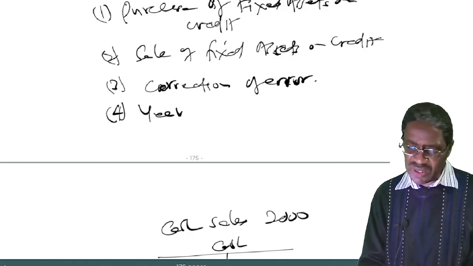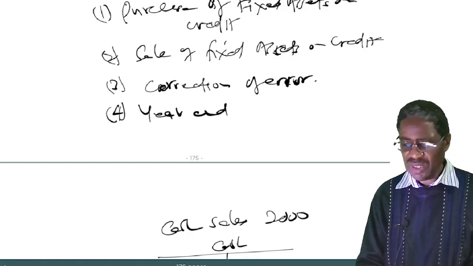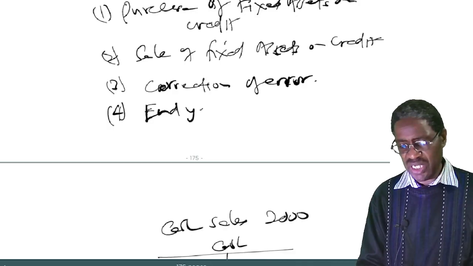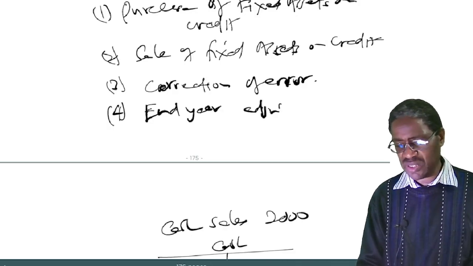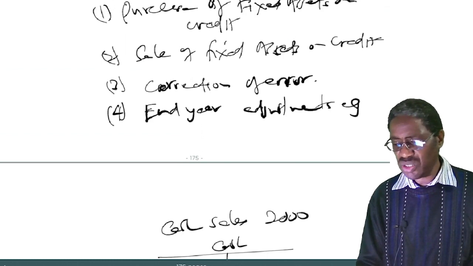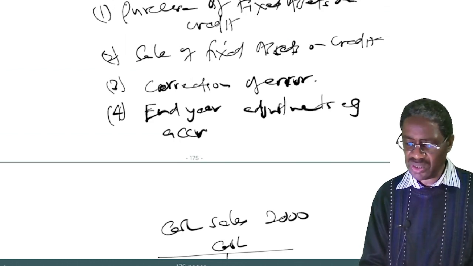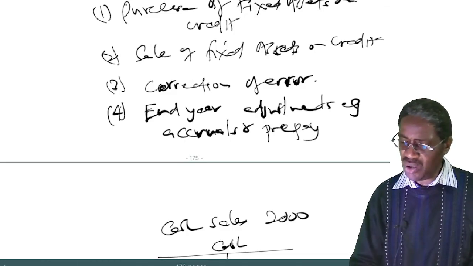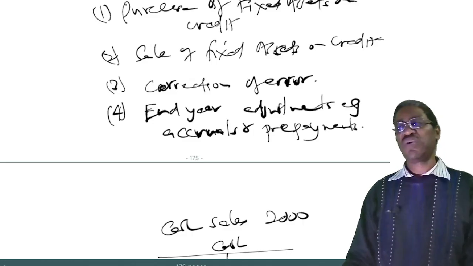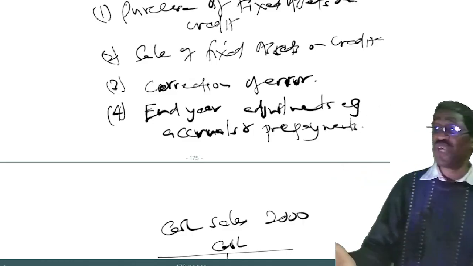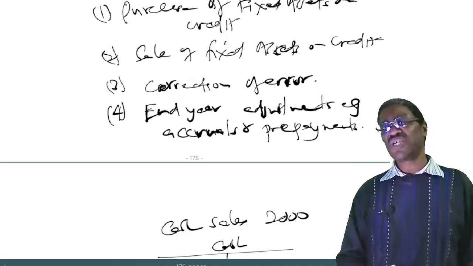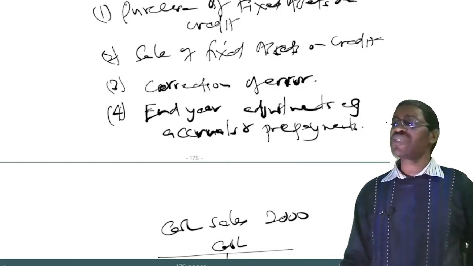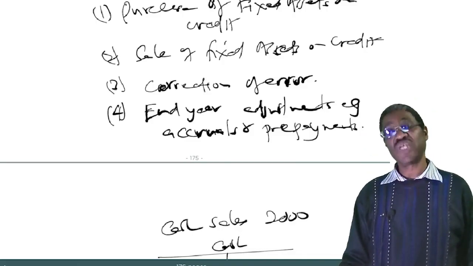End year adjustments, e.g., accruals and prepayments. We have done the topic of end year adjustments. Electricity could be accruing or owing. Electricity could be prepaid or whatever outstanding. Those are the adjustments. You don't do the adjustments directly to the account. You first do them through the journal.